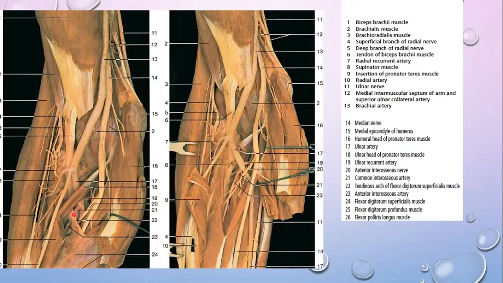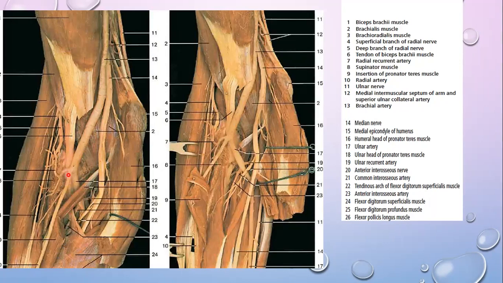Then it is giving off here, number 21, the common interosseous artery. From the common interosseous artery, it will give rise to the anterior interosseous and the posterior interosseous. Here you can see the anterior interosseous. Okay. Then here you can see another branch which is moving upwards towards the elbow to participate in the cubital anastomosis. That is your ulnar recurrent artery.